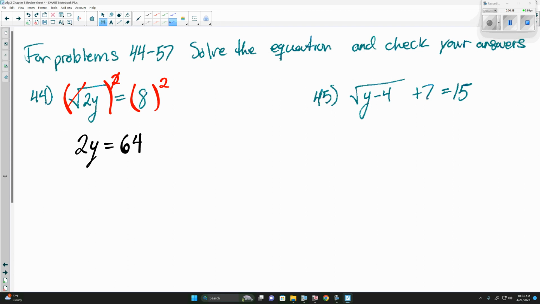Now we solve for y by dividing both sides by 2, telling us y is 32. Now for this one here, if it did say to check your answer, we just have to plug it back in.